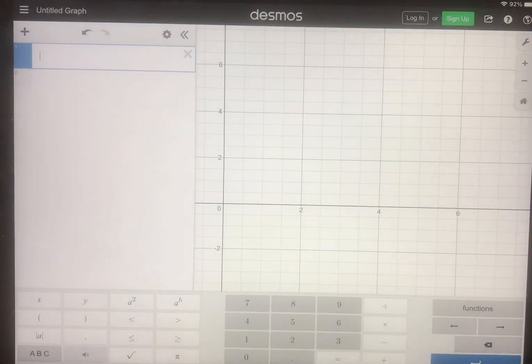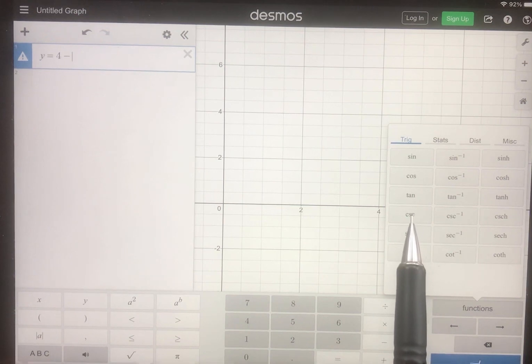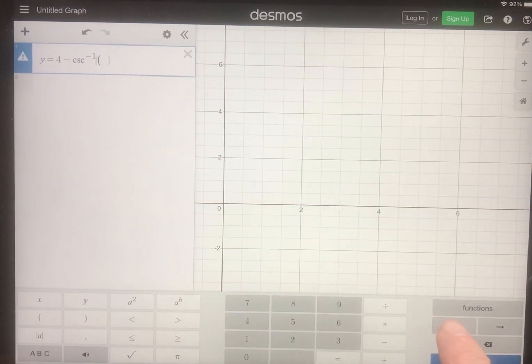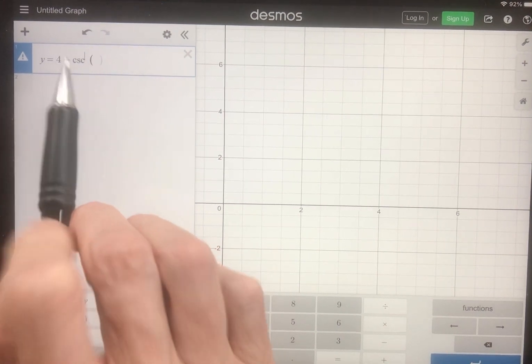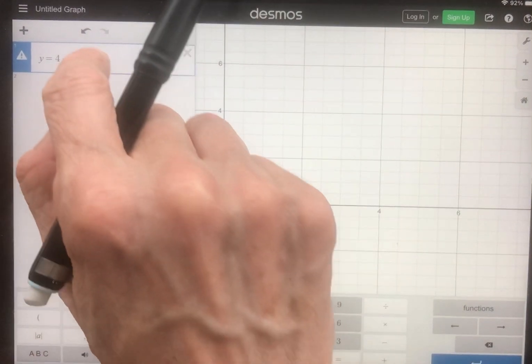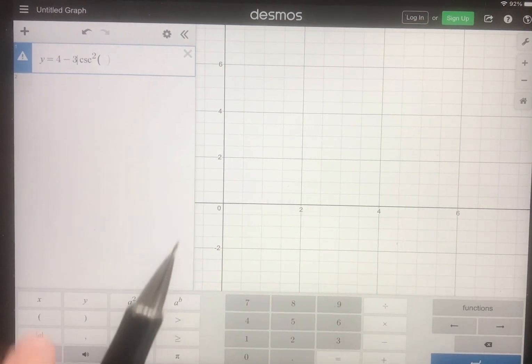Okay, so this first one says y is equal to 4 minus the cosecant of x squared. Well, Desmos has cosecant here. It also has the cosecant to the -1. And I like to use that inverse, because then I can go back with my arrows and simply delete the -1, and my cursor is still in the exponent, and I put a 2 in there. It's just one way to do it. And so this is, whoops, I forgot the 3 in front. Let me tap there and put the 3 in front. It's nice I can correct that.